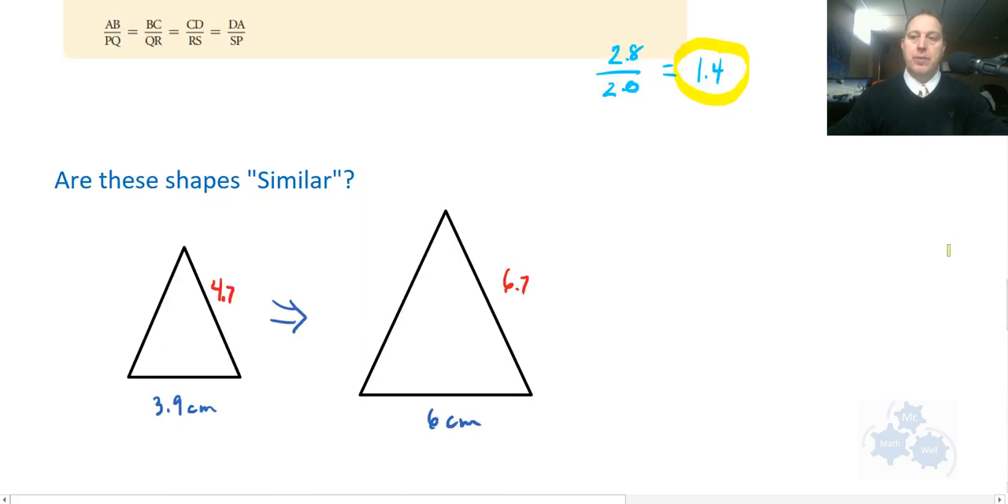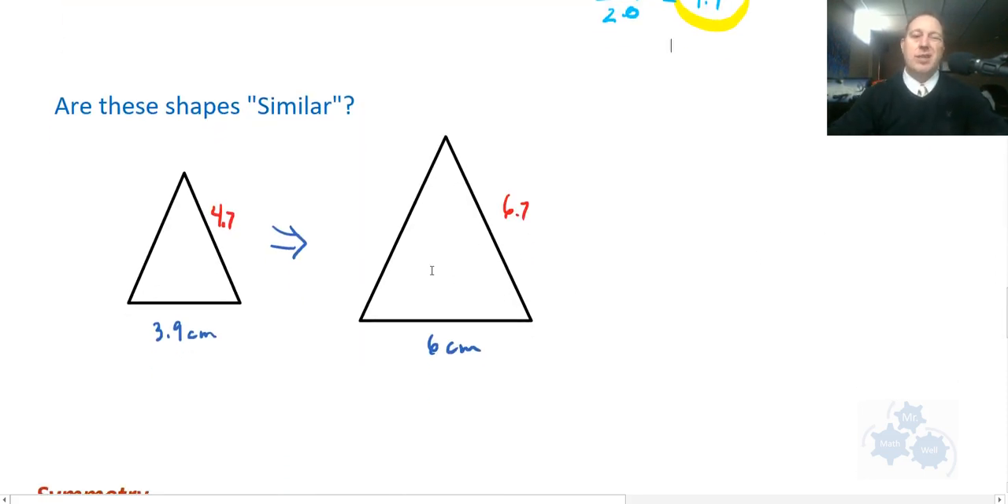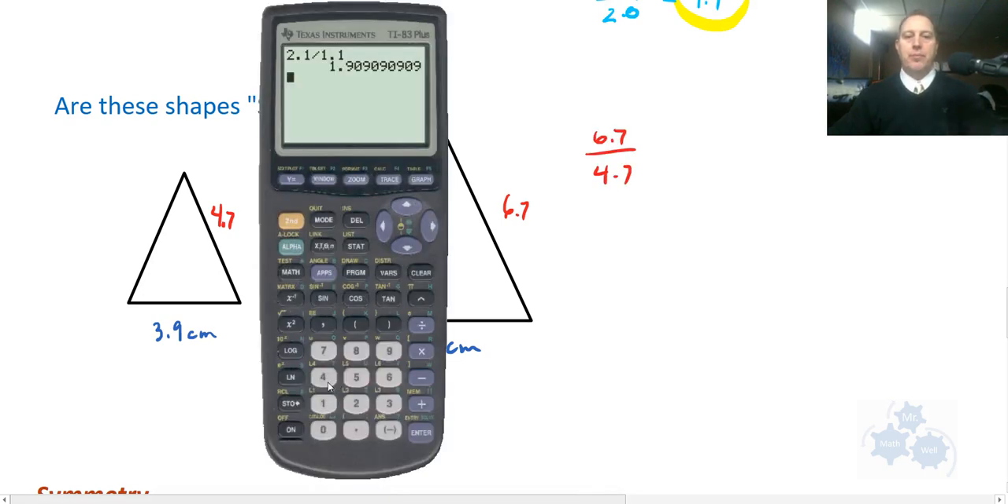Okay, no problem. But here's another one, for example, like I was saying, if you didn't know if these two were similar, they kind of look similar. So let's just see here. With the red numbers, their corresponding sides. So what's 6.7 divided by 4.7? Well, 6.7 divided by 4.7 is going to be equal to 1.4255.